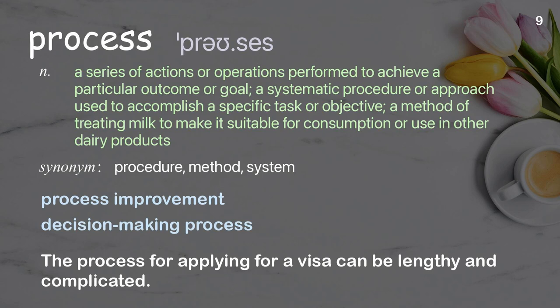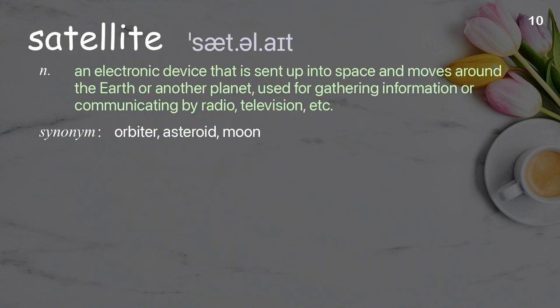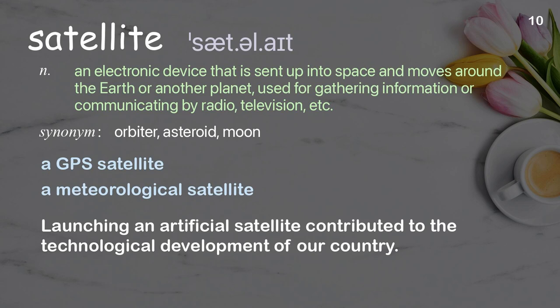Satellite. An electronic device that is sent up into space and moves around the Earth or another planet, used for gathering information or communicating by radio, television, etc. Examples: a GPS satellite, a meteorological satellite. Launching an artificial satellite contributed to the technological development of our country.